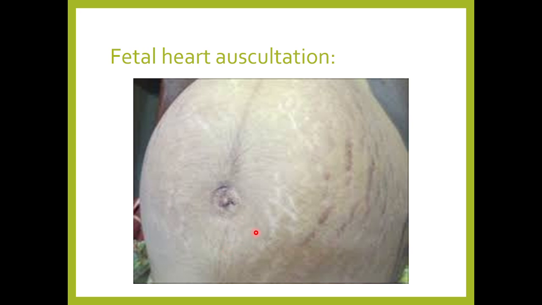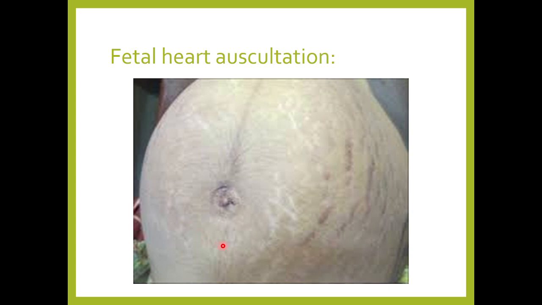Okay, what about fetal heart auscultation? First, we determine the lie of the fetus, if it is longitudinal. Next, we look for the presentation. If it is cephalic presentation, we will auscultate below the umbilicus. Here, the back is on the right, so we put our sonicate here, because it is longitudinal, cephalic presentation, and the back on the right.